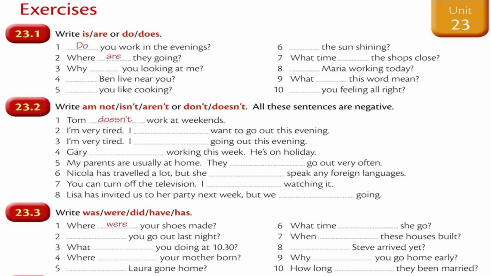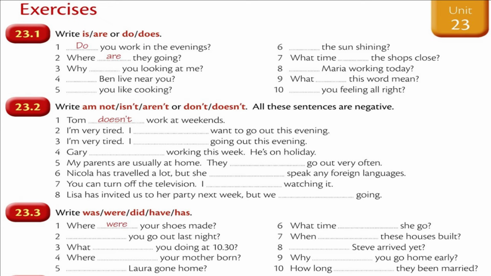Number 4. Gary is not working this week. He is on holiday. Number 5. My parents are usually at home. They don't go out very often. Number 6. Nicola has traveled a lot, but she doesn't speak any foreign languages. Number 7. You can turn off the television. I am not watching it. Number 8. Lisa has invited us to her party next week, but we are not going.